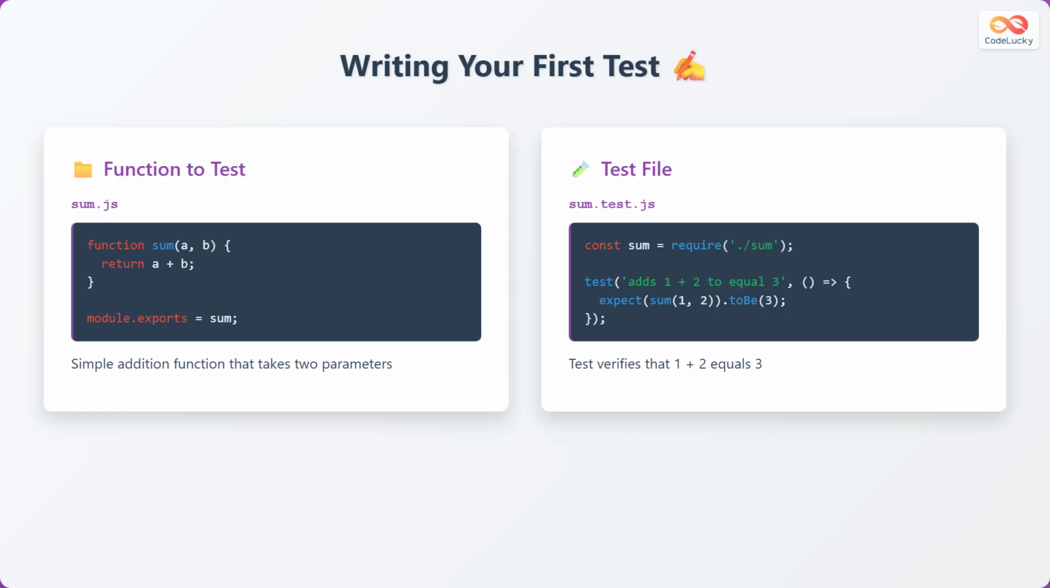Next, create a test file called sum.test.js. Import the sum function using const sum = require('./sum'). Then write your test using the test function, which takes a description string and a callback function. Inside the test, use expect with the sum function call, passing 1 and 2 as arguments, followed by toBe with the expected result of 3. This test verifies that 1 plus 2 equals 3, demonstrating the basic structure of a Jest test.